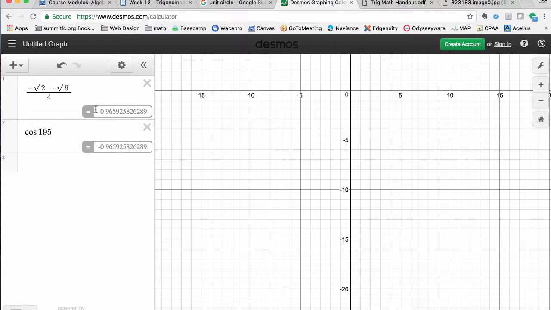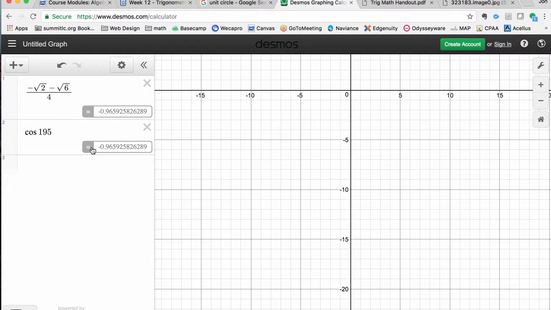Look at that. I'm feeling really good. These are the exact same numbers. So this is exact. This is the decimal equivalent, and this is also the decimal equivalent. Since these are equal, I'm feeling really good. Now, negative square root of 2 minus square root of 6 over 4 is an exact answer. This, as close as it is, even to the millionth decimal, is still not exact. This is a decimal approximation because it goes on infinitely, whereas this is exact. But this is how you would check your work as you're finding exact trig values.